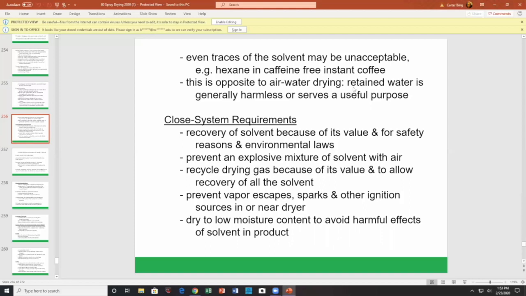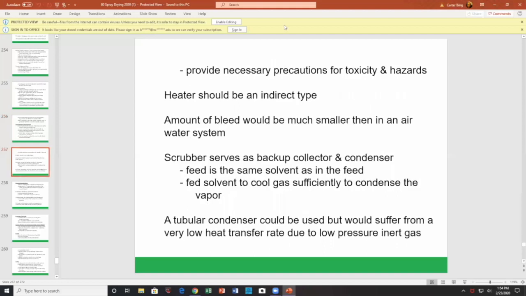This is the opposite there. Water drying, retained water is generally harmless or serves a useful purpose. Closed systems requirements, recovery of solvent because of its value, safety, environmental reasons, prevent explosive mixture of solvent with air, recycle drying gas because of its value. Well, it's all the solvent, recovery of all the solvent. Prevents vapor escape, sparks, or other ignition sources. Dry to low moisture content, avoid harmful effects of solvents in the product. Provide necessary precautions for toxicity and hazards.